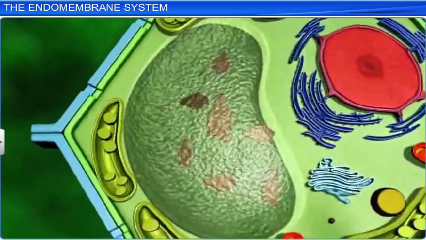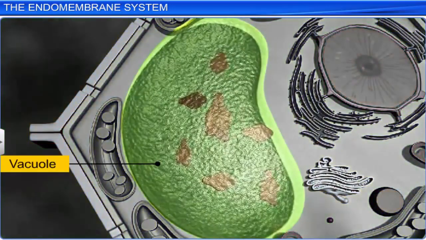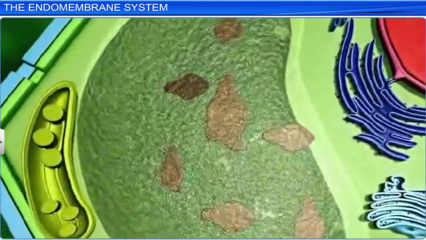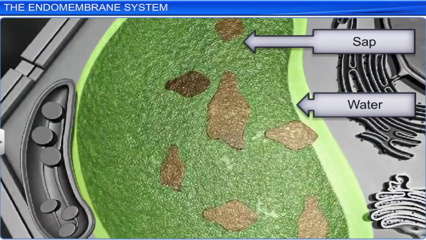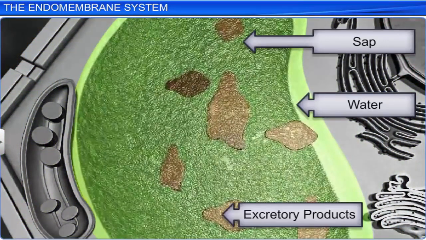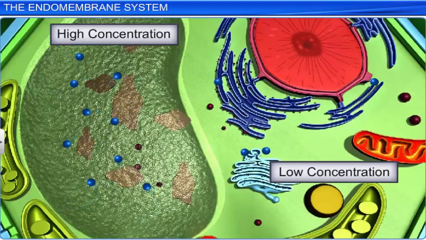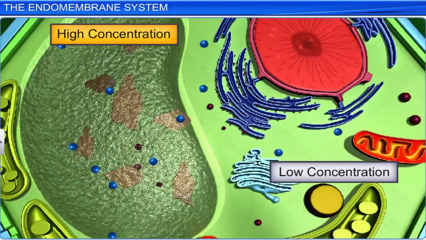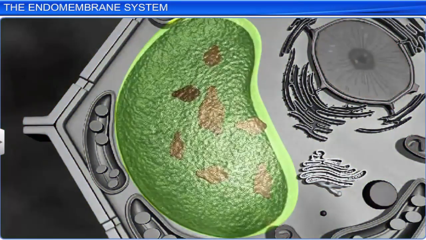Apart from lysosomes, the endomembrane system also comprises vacuoles. Enveloped in a membrane called tonoplast, a vacuole contains water, sap, excretory products, and other materials not useful for the cell. The tonoplast of vacuoles in plant cells aids in the transportation of a number of ions and other materials against their concentration gradients into the vacuole, which is one of the reasons for the higher concentration of ions in the vacuole. In plant cells, vacuoles can make up 90% of the volume of the cell.